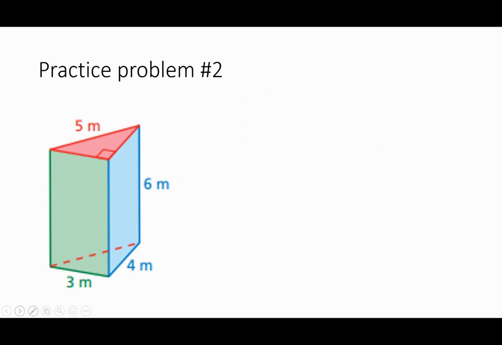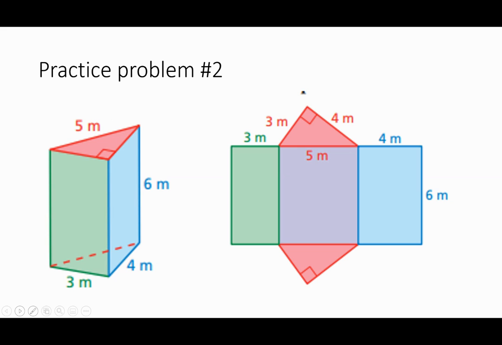Let's take a look at this one right here. We have another right triangle prism. In this, we have a triangle prism, so the base is a triangle. And so therefore, we have to find the area of the base and then the area of each rectangle on the side. So let's see what that looks like when we pull that apart.